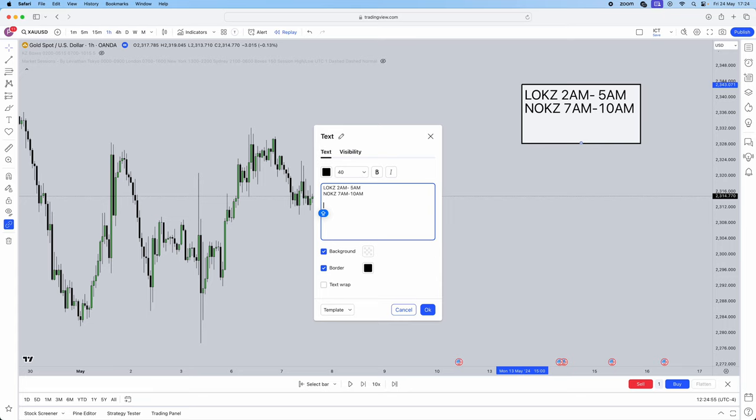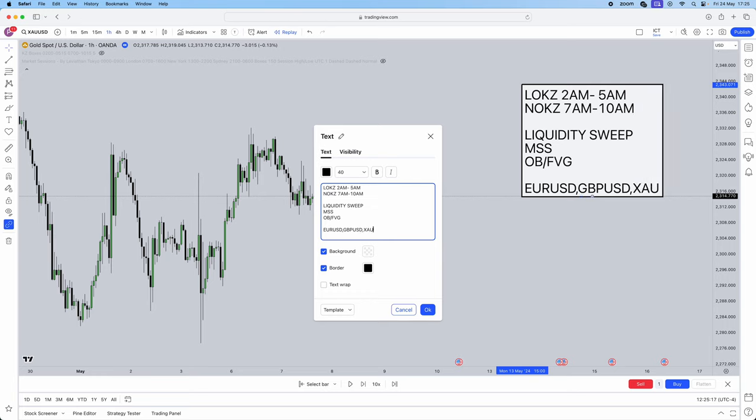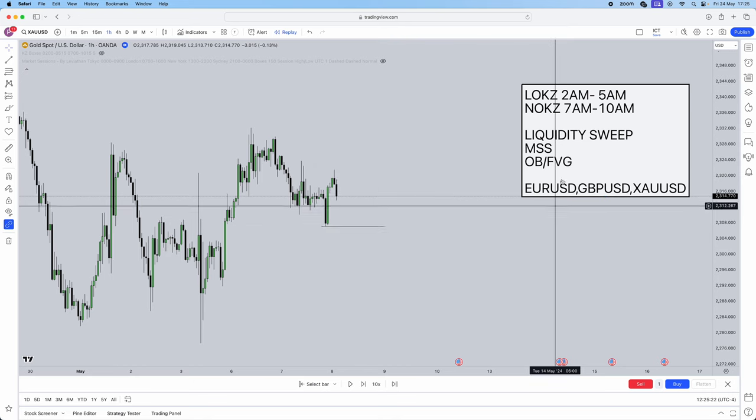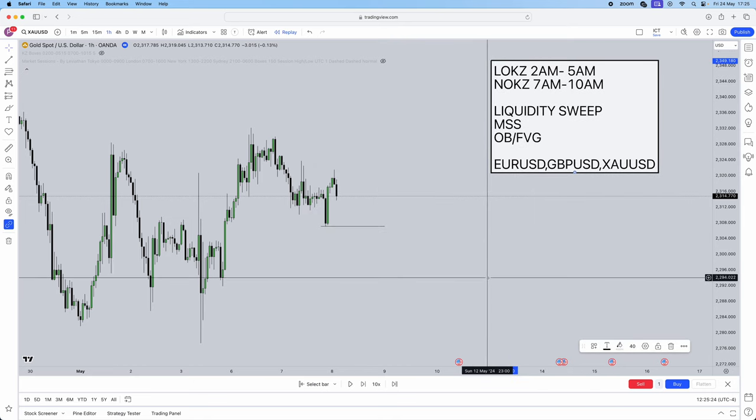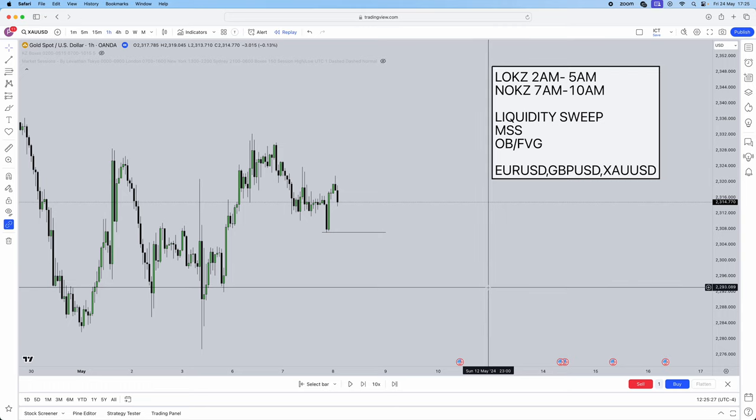Now, what are we going to need in order to have this setup play out for us? Okay, so first things first, we need a liquidity sweep, we then need a market structure shift, and then we need an order block or a fair value gap. It's that simple. Now, the pairs that you can trade this on are EUR/USD, GBP/USD, or gold. And gold is one of my personal favorites, purely based on the risk reward it gives you. Now, this is all the strategy is going to be. I'm going to be showing you guys exactly this whole breakdown of the trade that I took right now.